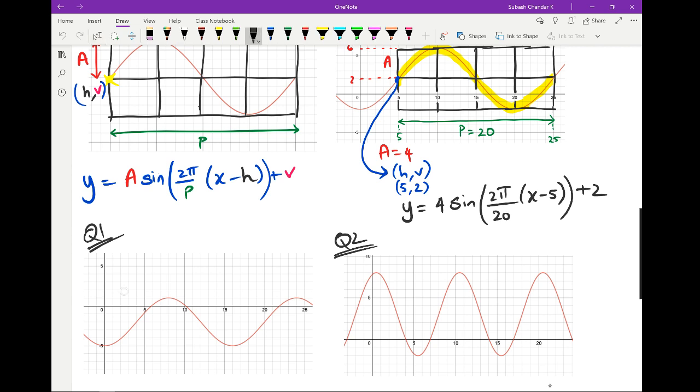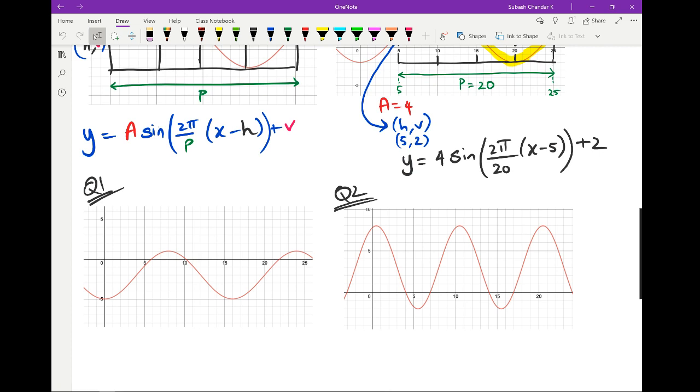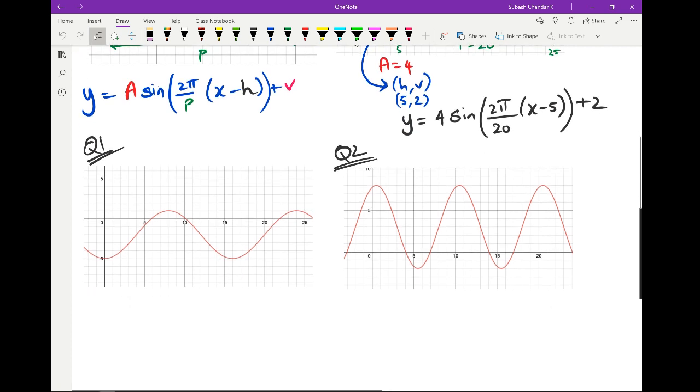Ugh, oops. Never throw your stylus on top of your thing. But anyway, question one. So what we're going to do is look at the best part of the sine graph that we want to start with. See you, Mr. Dama. It's good having you here.